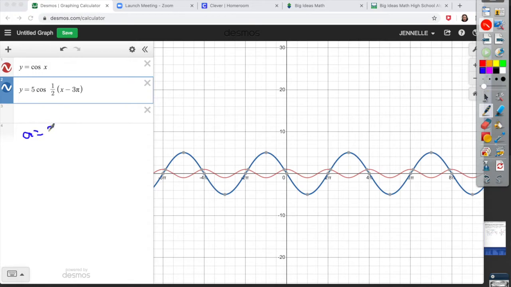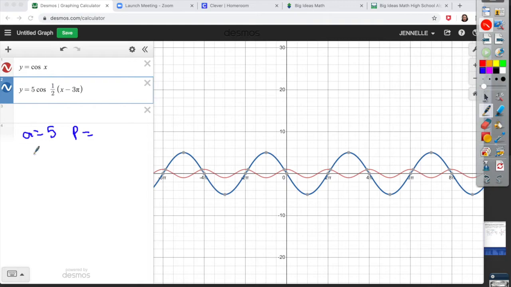Okay, amplitude. Amplitude should be pretty easy. Oh, and I did not put in, well, I'll do it afterwards. We'll put in our midline in a second. So amplitude is 5. And you can see from the midline, which is right here, it is between 0 and 5. Perfect. Now let's find the period.